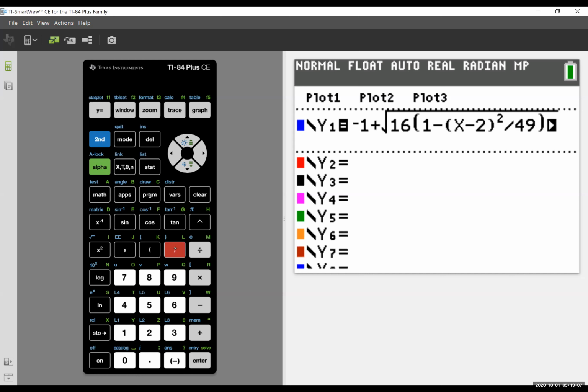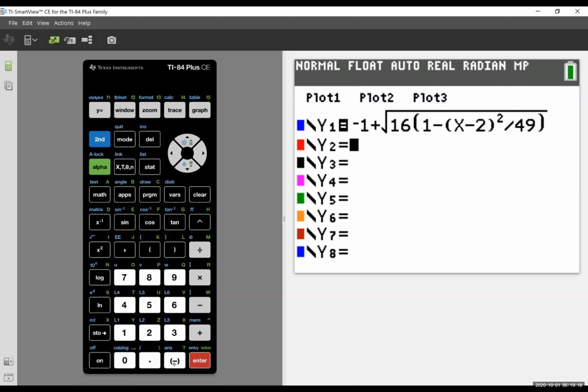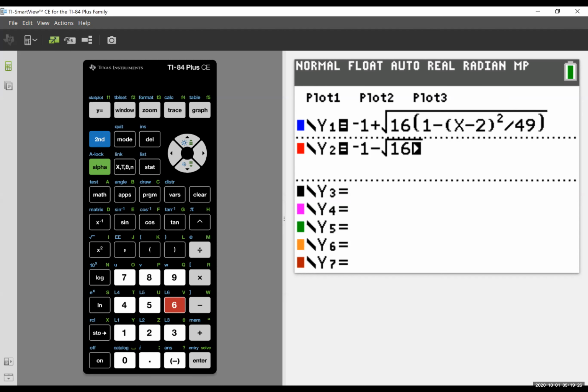So it's 16 times all of that. Just in case, I may check. I know we graphed this by hand, so we can verify that together. Let's move to y2. It's -1 minus, and now we'll just take the square root and copy everything we did. The radicand is the same. It's the outside that's a little different.